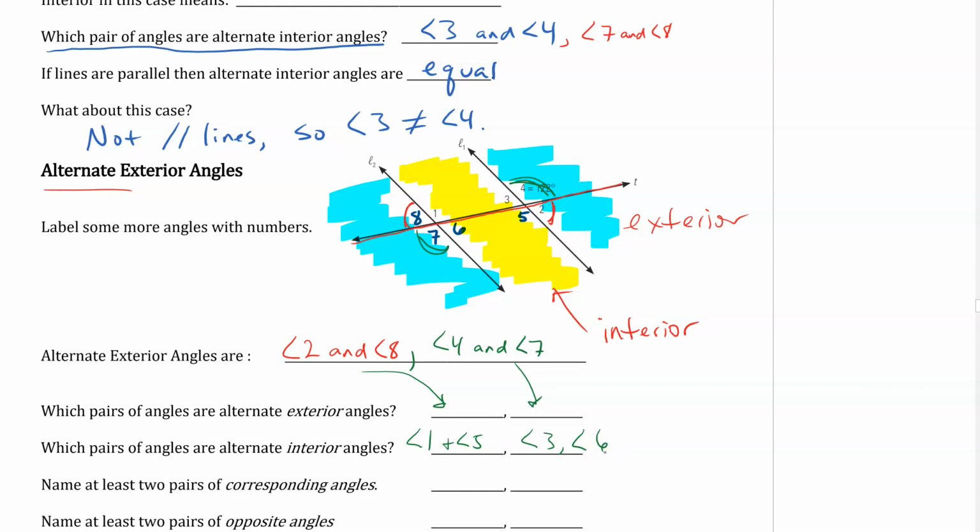Name at least two pairs of corresponding angles. Well, I could say angle 4 and angle 1. And I could say maybe angle 5 I'll pick, and angle 7. Name at least two pairs of opposite angles. So I could say angle 4 and angle 5. They're opposite of each other. And maybe angle 6 and angle 8. Whew, lots of things.